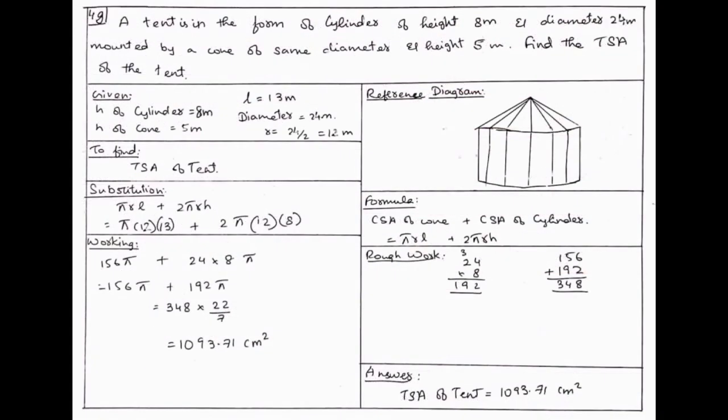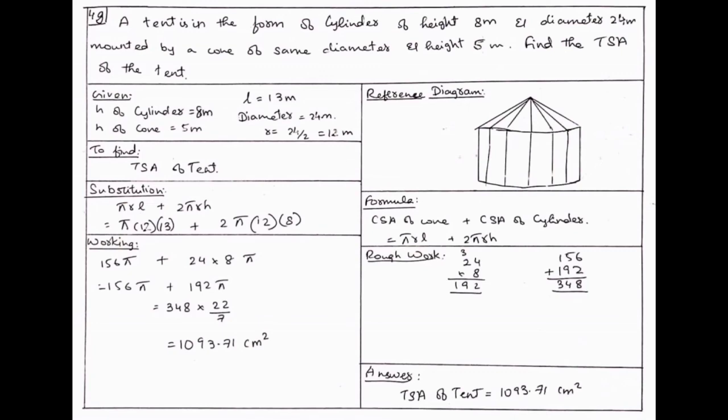Question is, a tent is in the form of a cylinder of height 8 meter and the diameter is 24 meter, mounted by a cone of same radius and height 5 meter. Find the TSA of the tent.